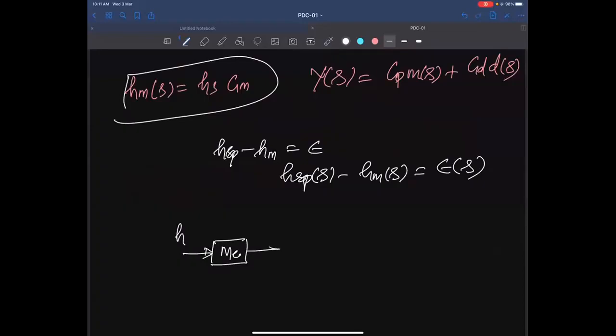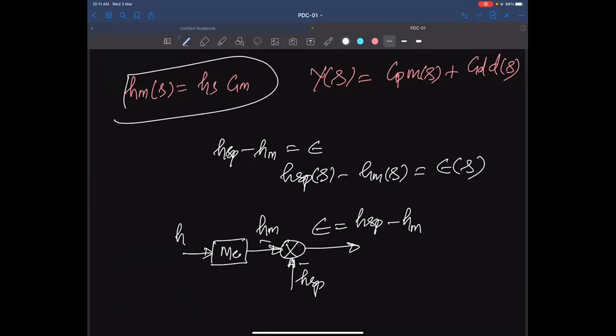Measurement from which we have this HM. This HM is now given, and it is compared with a set point. So we have this set point, and this error is subtracted. So the error is equal to HSP minus H. Okay, not H, actually HM.